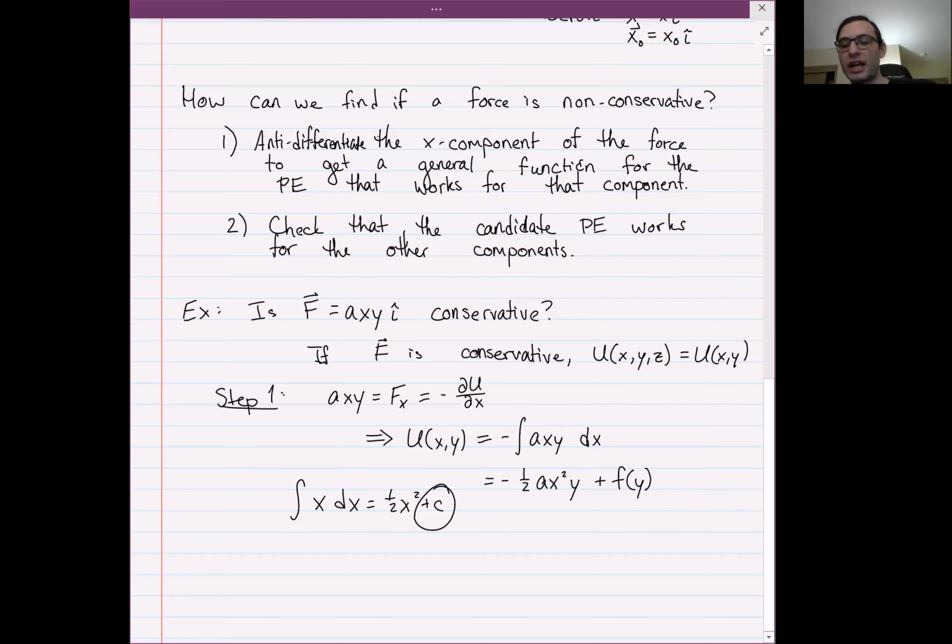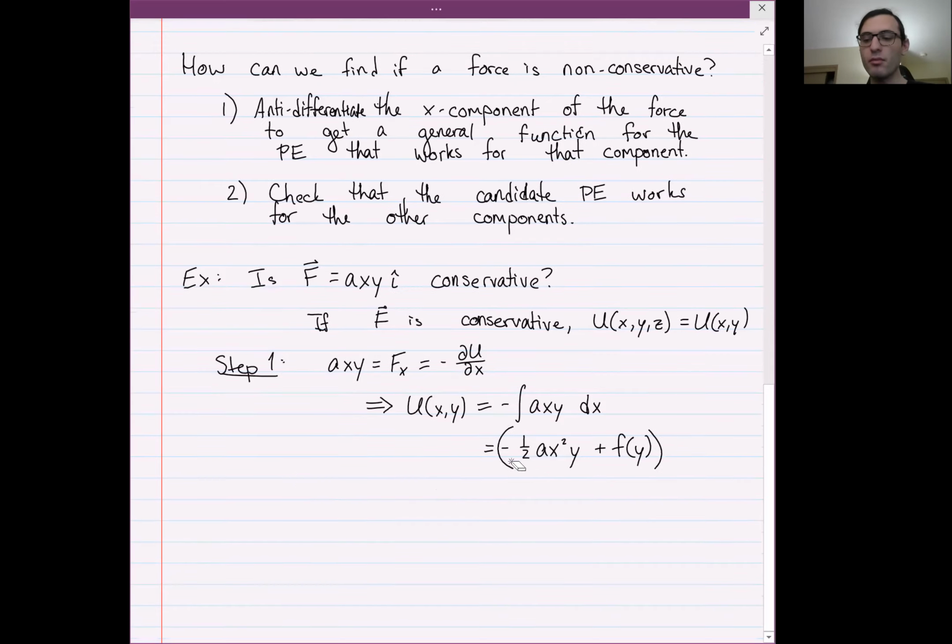Right, it's precisely that, Hannah. So all we do when we do this antiderivative is add something that's constant with respect to x, i.e. if you change x, the thing you add doesn't change. But you can still add something that changes with respect to y, and that doesn't break anything. If you were to take the partial derivative of this, you will get axy back, because y doesn't depend on x. Okay, so this is our candidate.